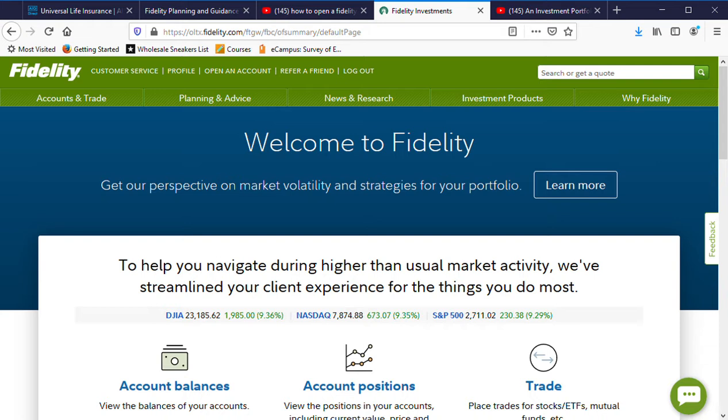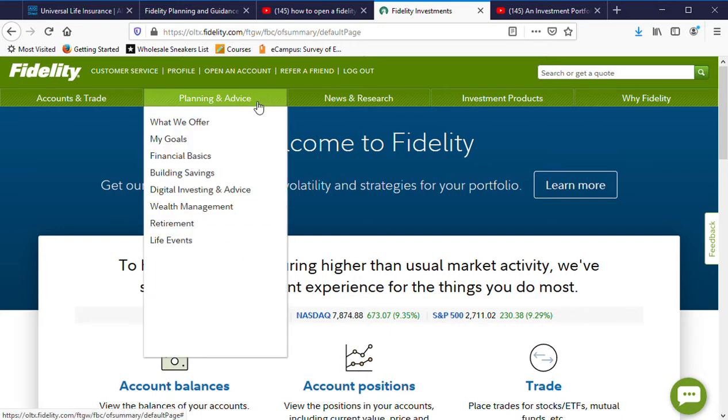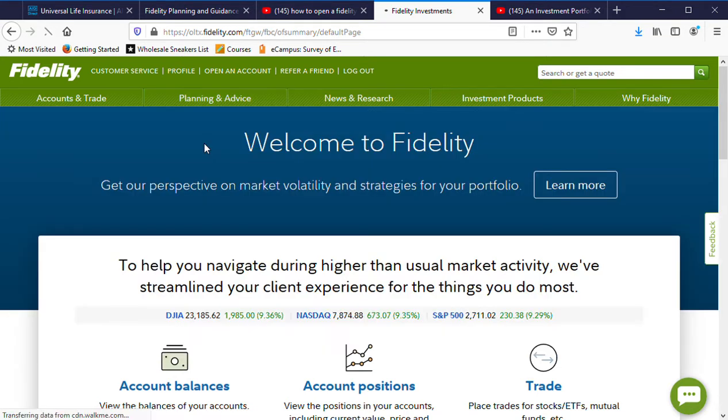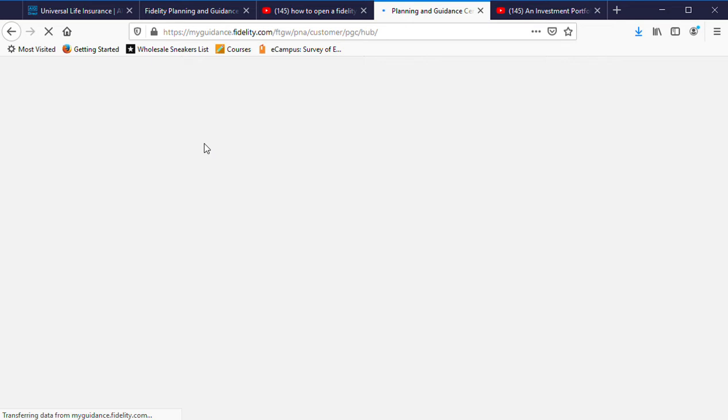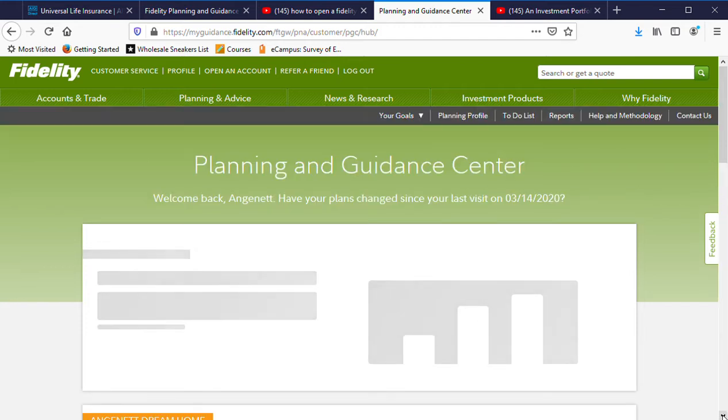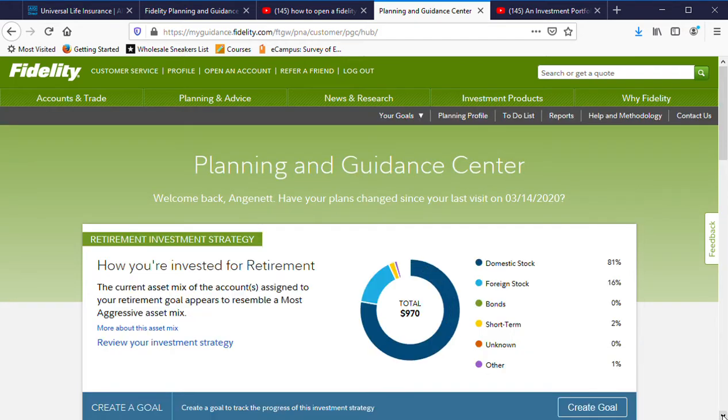Okay, guys? So what you're going to do is go to fidelity.com, type in fidelity.com, and then it's going to take you to this screen. Once you get to this screen, you're going to go to Planning and Advice, and then go to My Goals, and I want you to click on that. Now, once we get on My Goals, you'll see that it's going to take a few minutes.